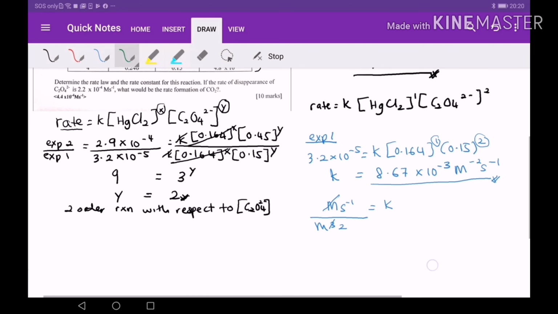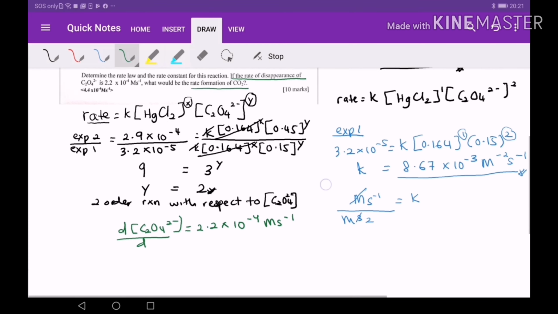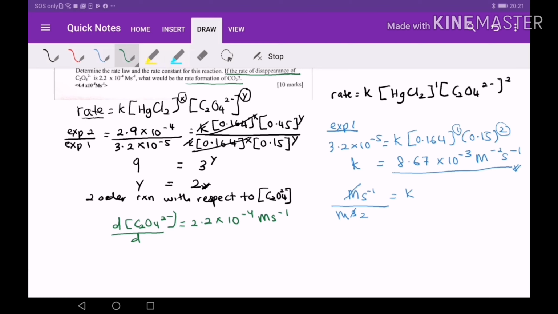Okay, untuk soalan yang seterusnya, if the rate of disappearance of C2O4 is 2.2 times 10 to the power of negative 4, maksudnya kat sini kita ada rate untuk negatif d C2O4 over dt sama dengan 2.2 kali 10 kuasa negatif 4 M S minus 1. So what would be the rate of formation of CO2? So daripada equation kita ni, kita boleh tulis rate differential. So kita tulis dulu rate differential.